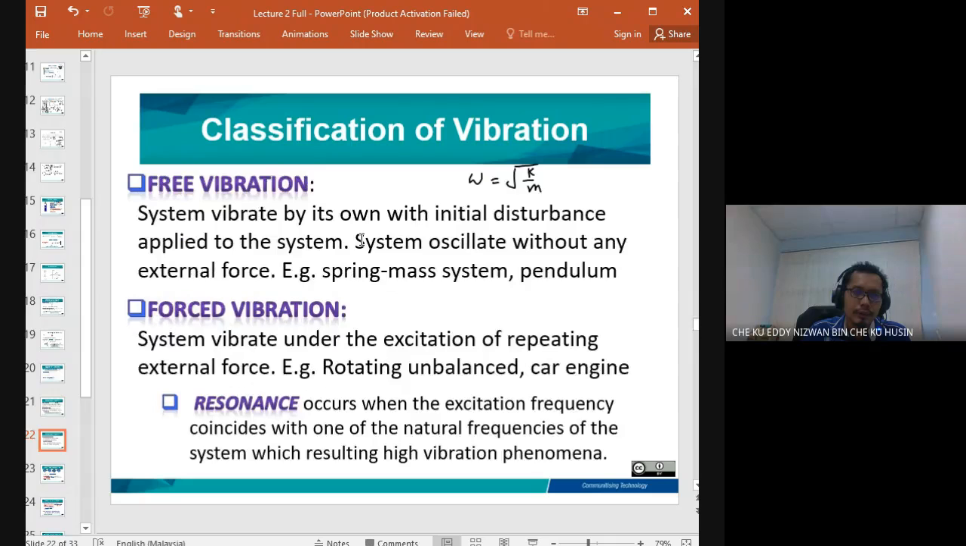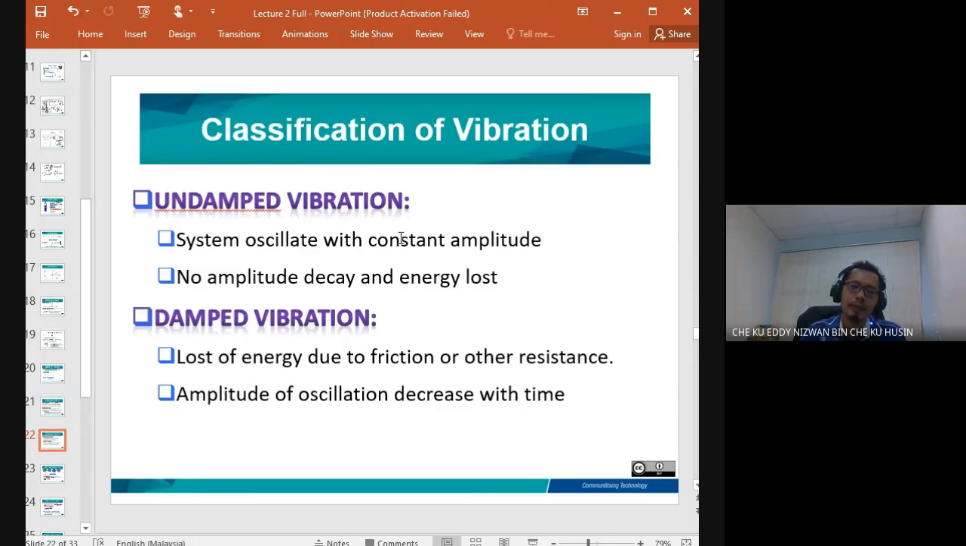So this is free and forced vibration, and then there are also undamped and damped vibrations. Undamped vibration means the system only consists of a spring mass system, no damper. Under free vibration for the undamped system, it will move with the same amplitude. For example, if you give this mass an initial disturbance, the spring mass will oscillate, and it will keep oscillating with constant amplitude. So that's the free vibration, with no amplitude decay and no energy loss.